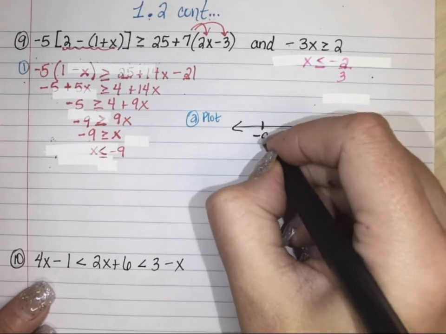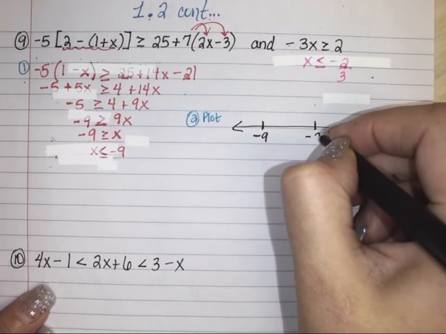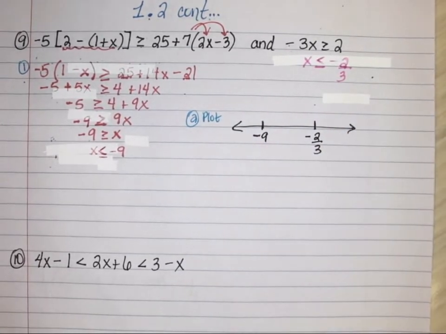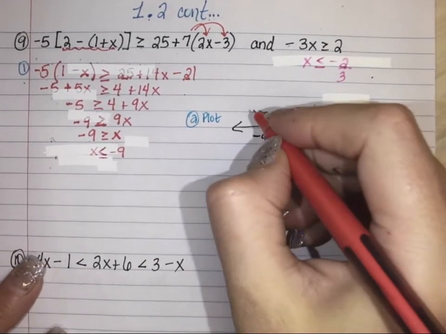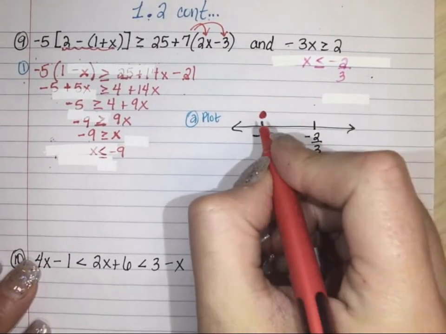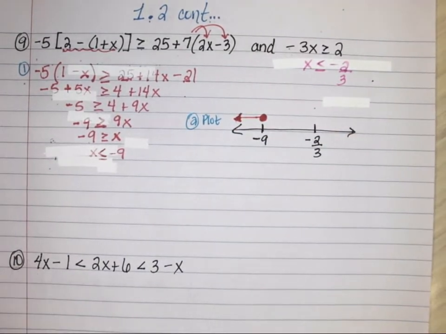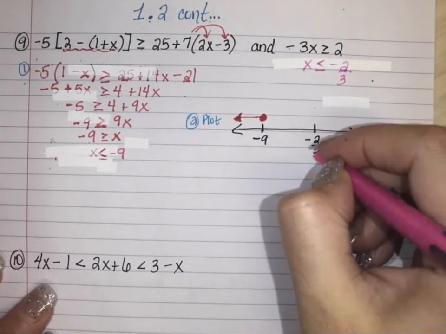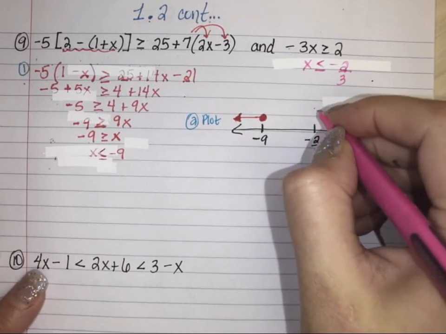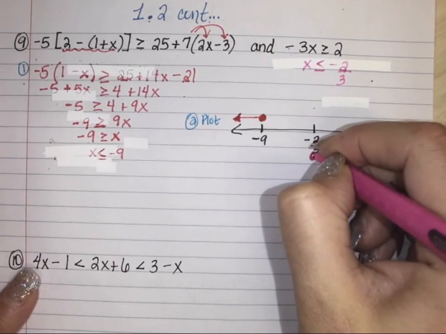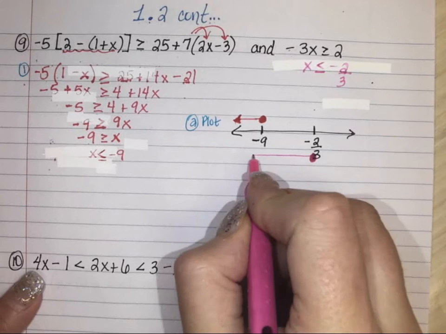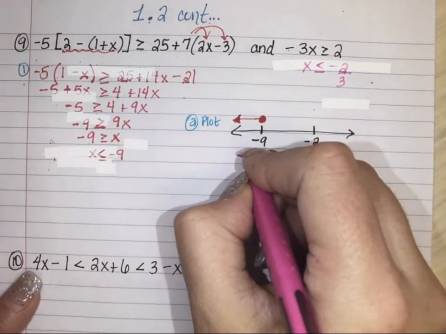We have negative 9, which definitely comes before negative 2/3 on the number line. We have a shaded-in hole at negative 9, and it's talking about everything less than, so it goes to the left forever. Shaded-in hole at negative 2/3, and it is also going to the left forever.